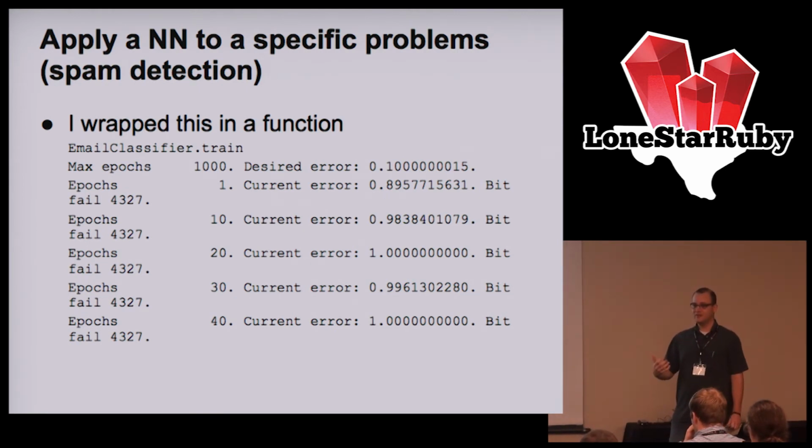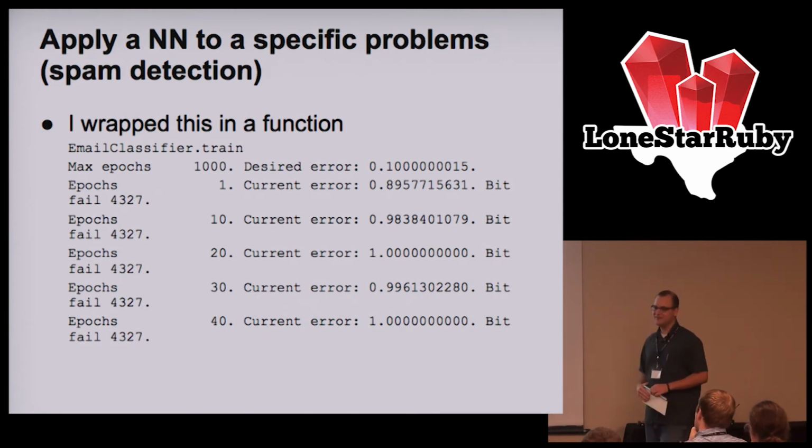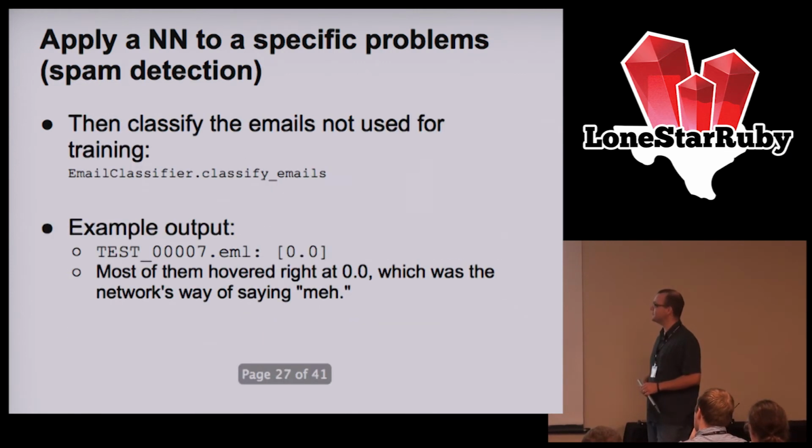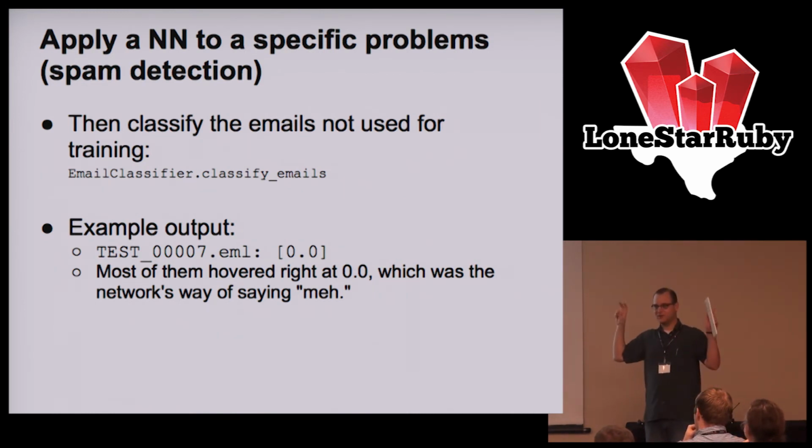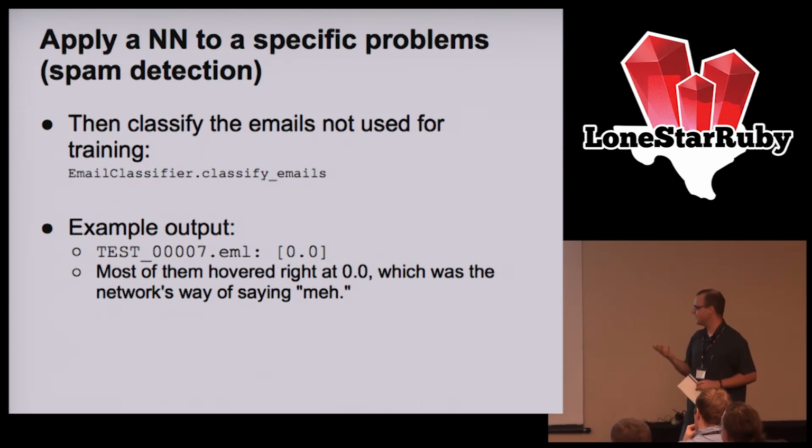I could change the number of hidden neurons. I could get additional inputs. I could cut out some of the inputs and so forth. And so that was fun to see how badly that was doing. But then elsewhere in the code, I wrapped up into this classify emails that took all of my data that wasn't used for training. And I said, OK, now that we have a so-called trained neural network, let's test it against other emails and see how well it does.